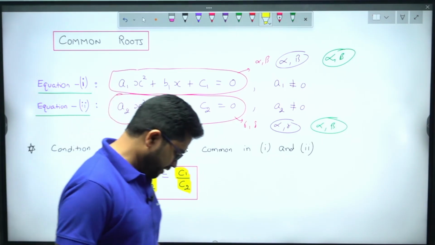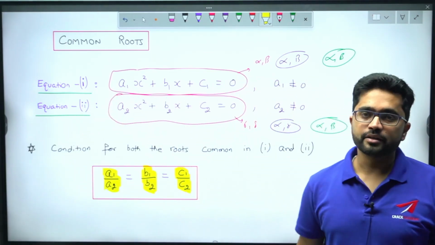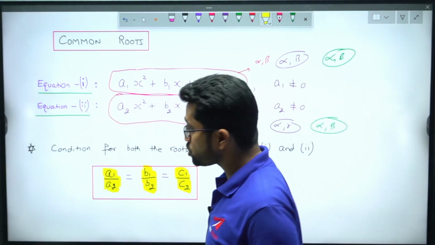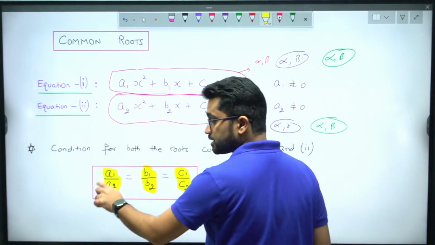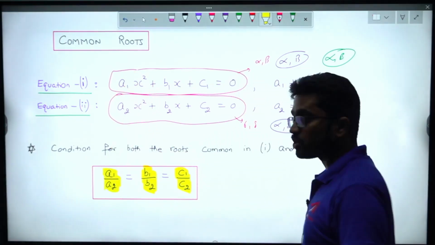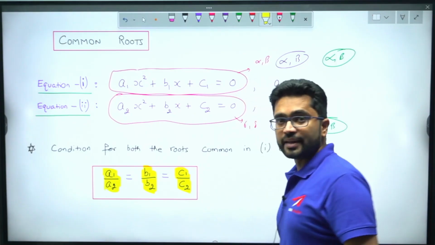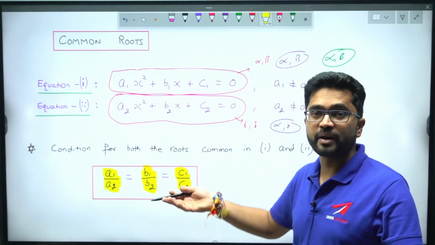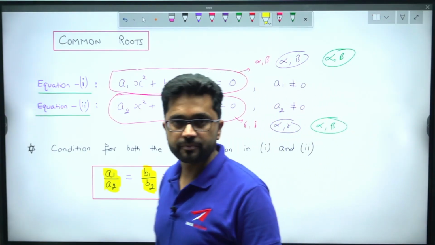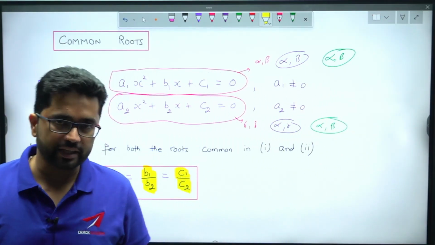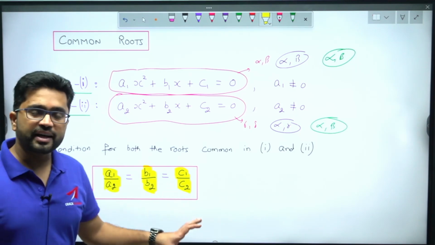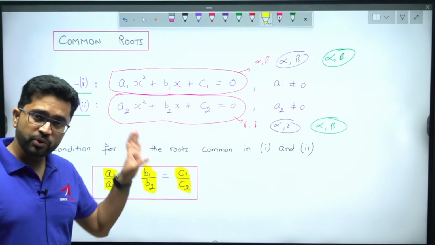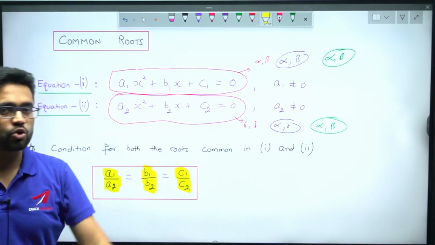When the two quadratic equations have both roots common, the ratio of the coefficients of x square should be equal to the ratio of the coefficients of x power 1, and that has to be equal to the ratio of the coefficients of x power 0, or better to say the constant term. It has to be equal to that only. So if this is justified, then the two equations will have both the roots common.